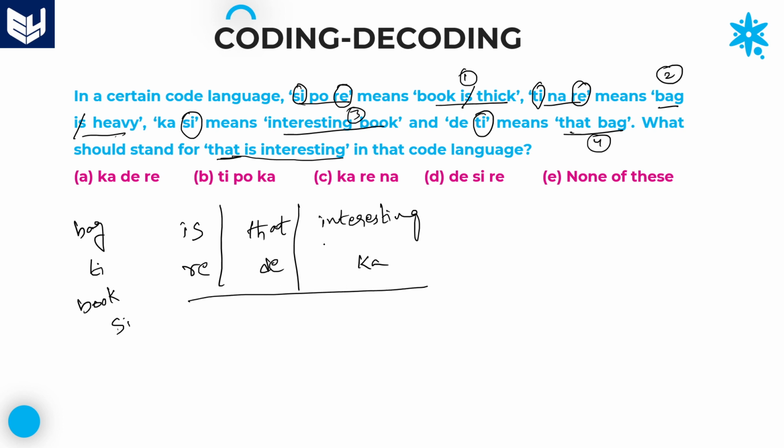Now, this is a code language. Once check it out. RE, DE, KA. That is interesting. DE, RE, KA. Once check it out which option. Guys, there is no requirement of each and every word and its respective code in a respective format. Why? Because these are not given in respective format. If the given options are in respective form, you just keep that option as the answer. If those are not in respective format, there is no requirement of doing it that way. Here, KA, DE, RE. These are the three codes for "that is interesting".